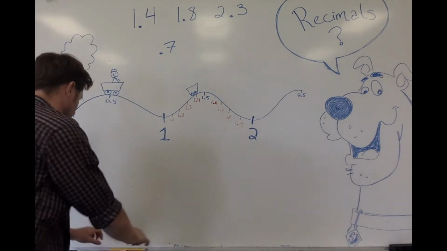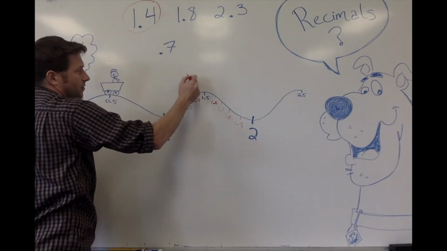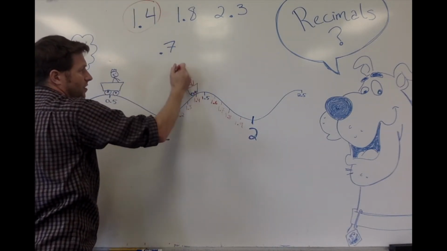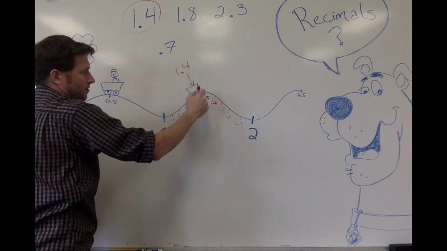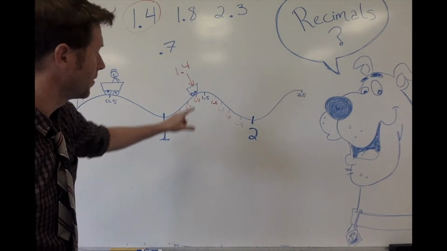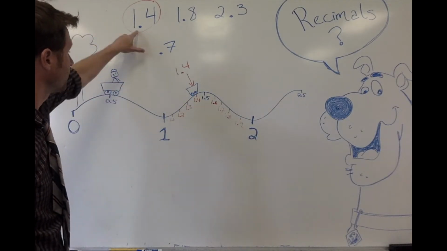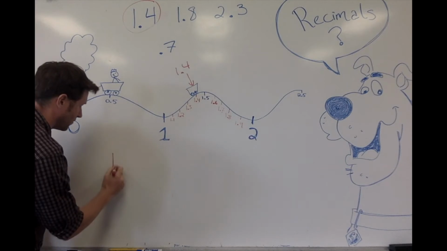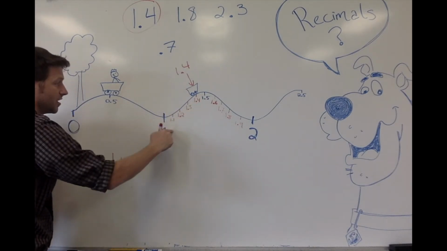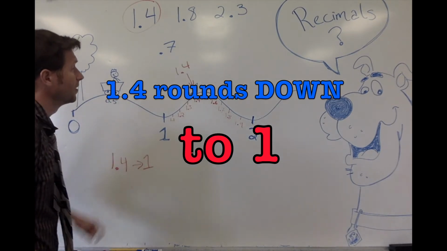So if we do 1 decimal 4, 1 decimal 4 is right about here. So that's 1 decimal 5. So if it stops right there, where is it going to roll? So we round 1 decimal 4 down to 1. 1 decimal 4 goes to 1.